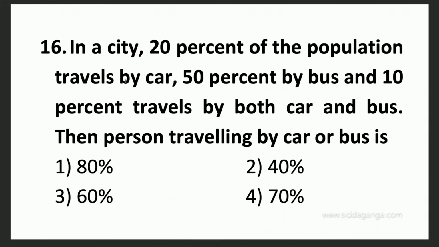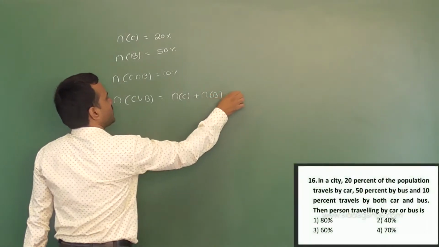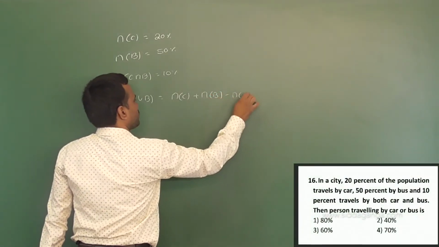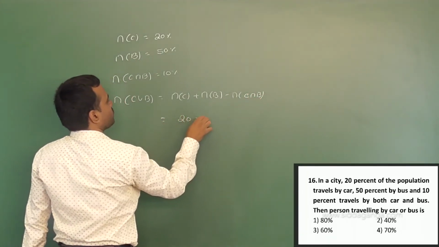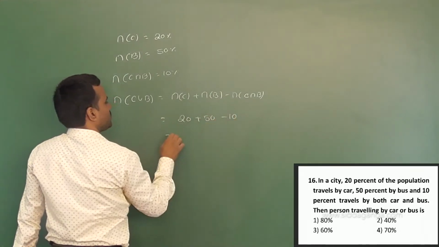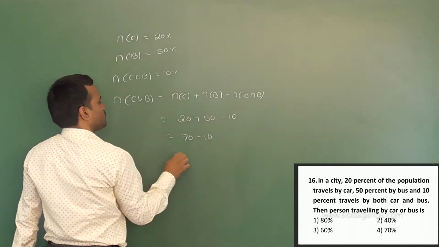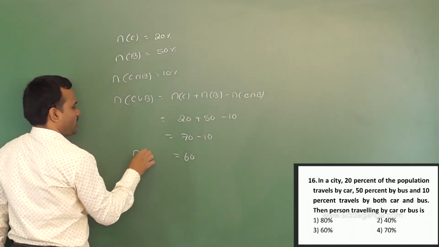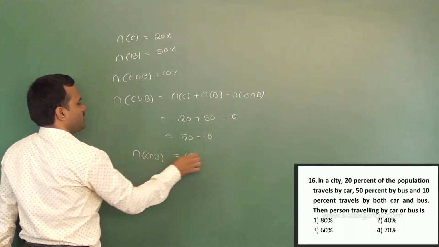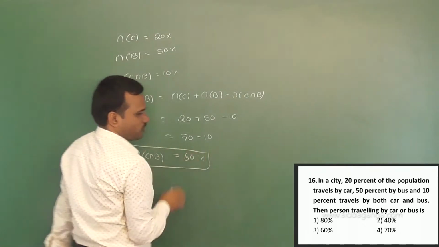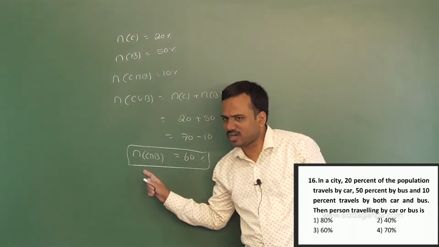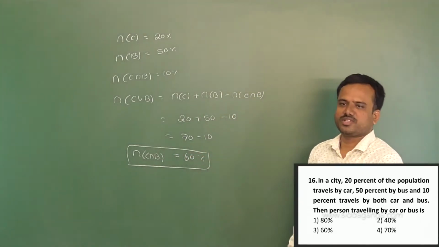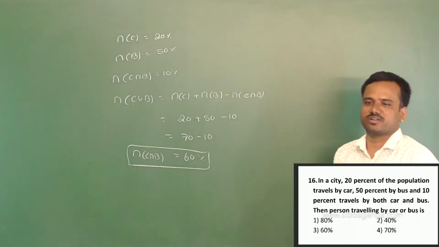Easy problem. Solve what we follow in the theory class. N of C plus N of B minus N of C intersection B. N of C is what? 20 plus 50 minus 10. 70 minus 10, so how much? 60. So N of C union B is 60%. So 60% of the persons travel by car or bus. For this question, option is the third one. Next question.